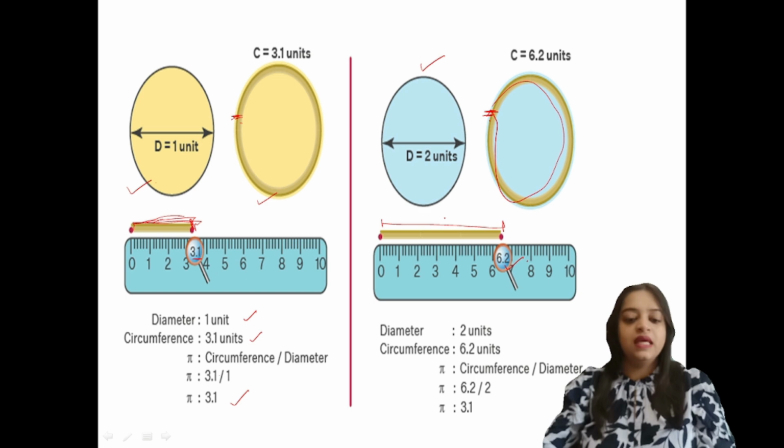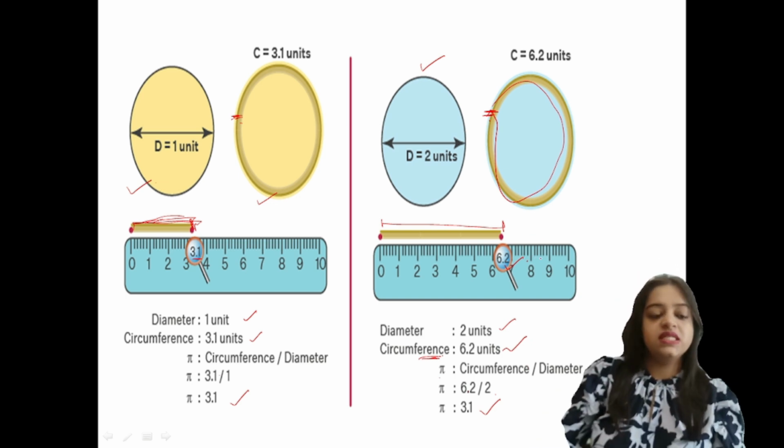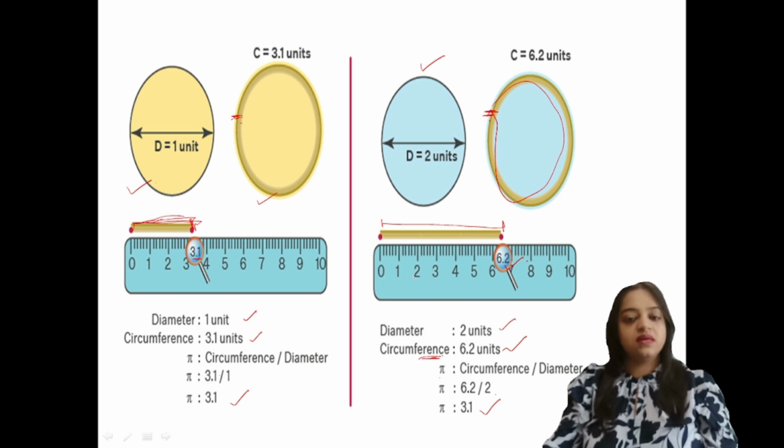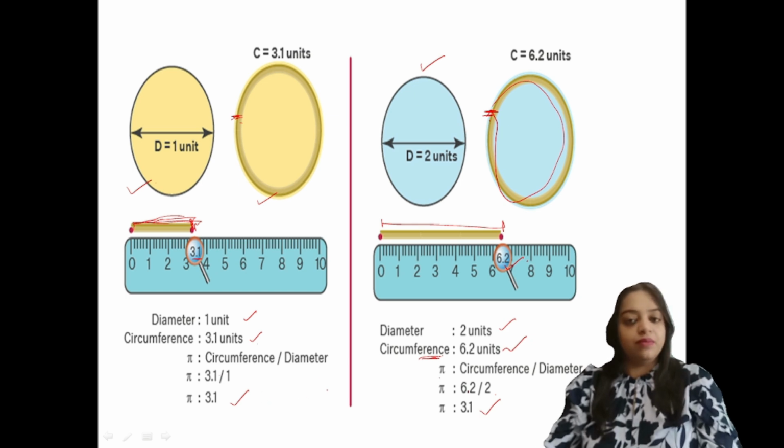ठीक है, सो डायमीटर 2 यूनिट्स और जो थ्रेड की लेंथ आई दैट इज 6.2 यूनिट्स, तो वही सर्कमफ्रेंस बनी सर्कल की. सो पाई क्या था, पाई सर्कमफ्रेंस और डायमीटर की रेशो 6.2 डिवाइडेड बाय 2 अगेन 3.1. सो व्हाट यू कैन ऑब्जर्व थ्रू दिस एक्टिविटी इज even if we are increasing the diameters, accordingly the circumference is increasing, but the value of pi is coming out to be same, which is 3.1. So that's why pi is a constant.